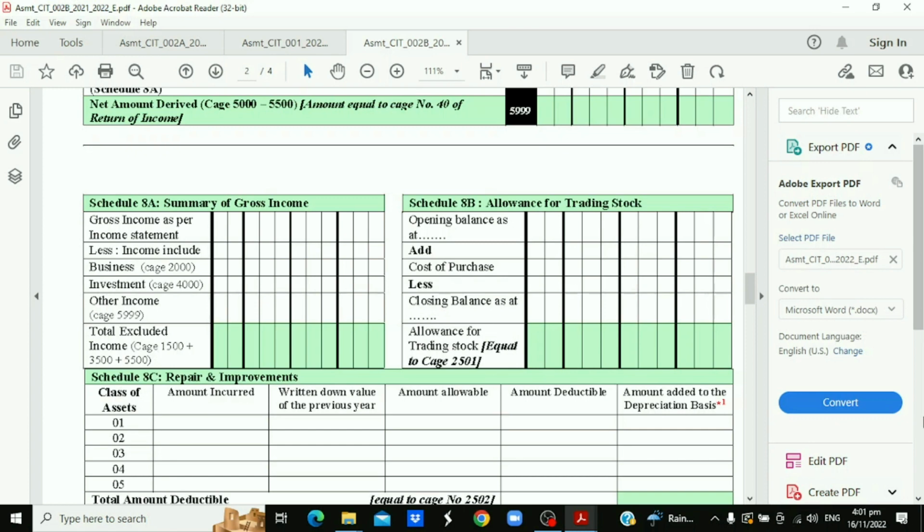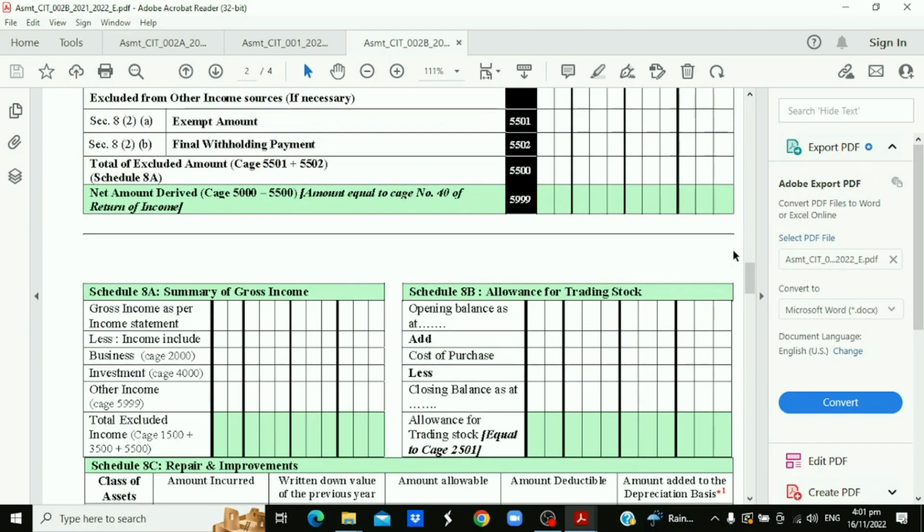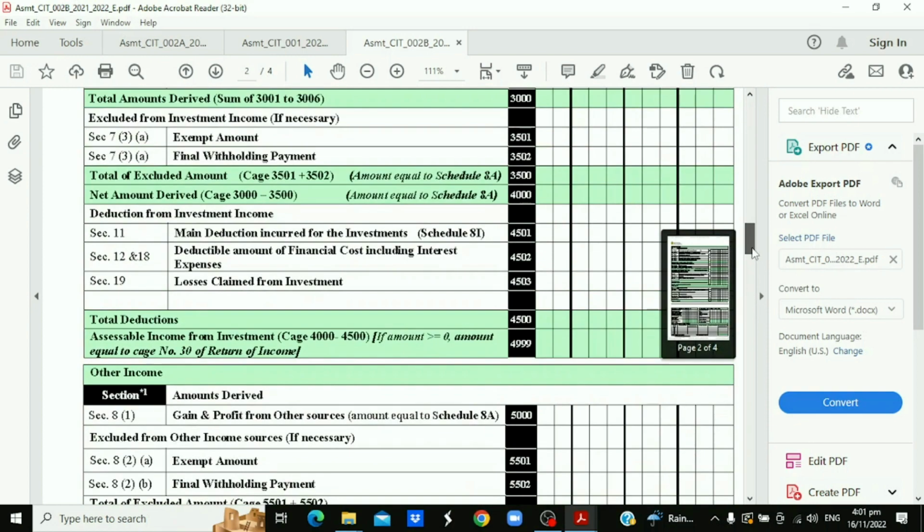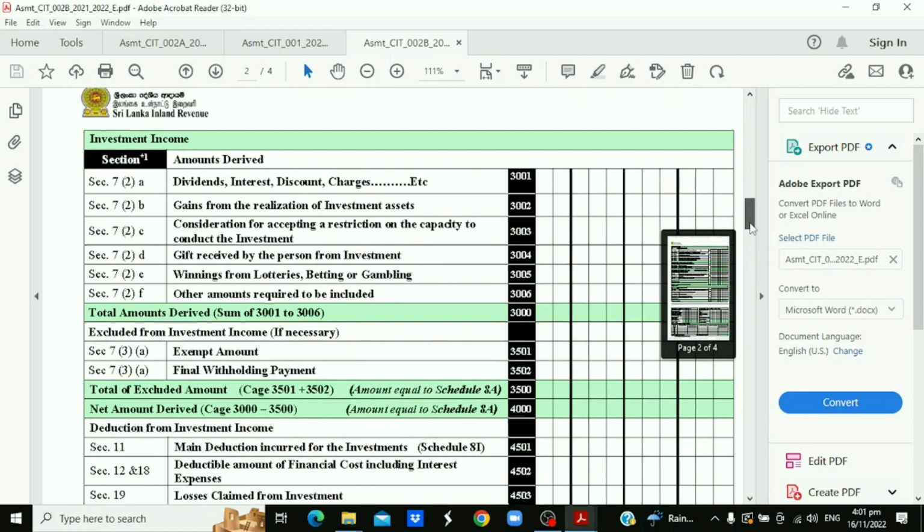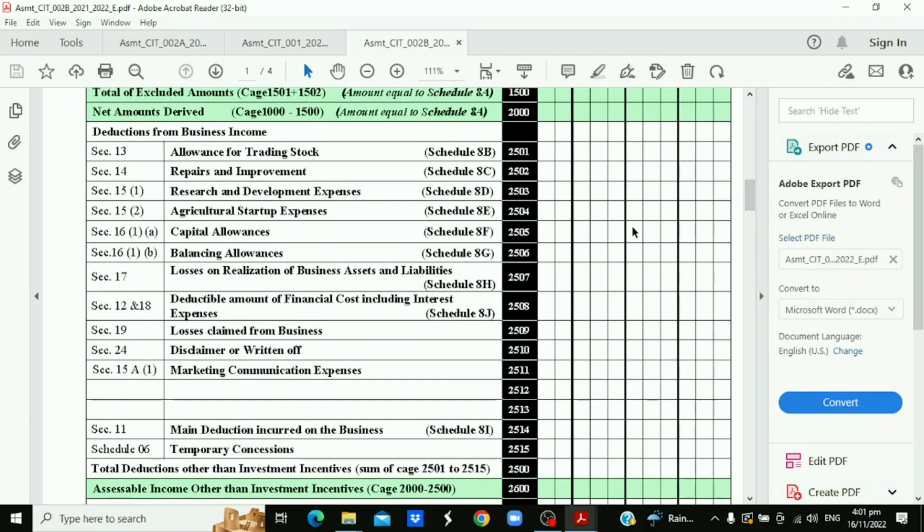Anyway, based on this schedule 8B we can identify the allowance for trading stocks. This amount should be taken to the main table of this tax computation.